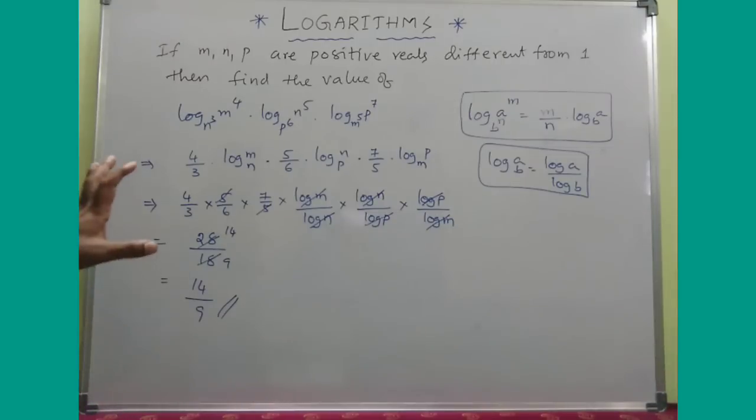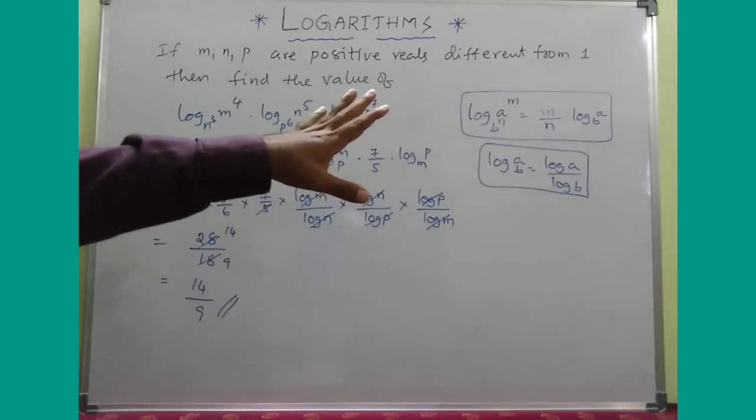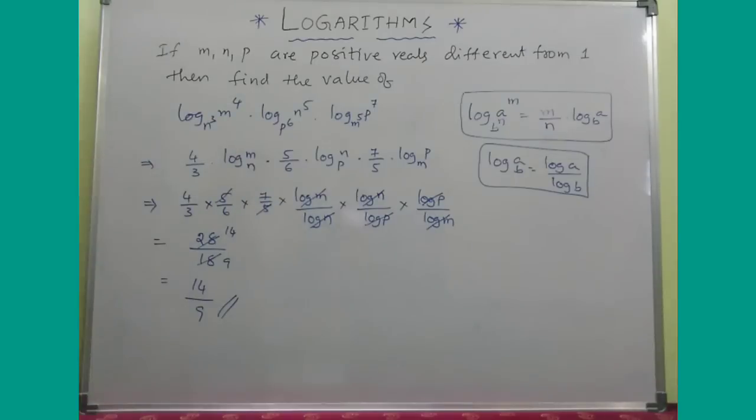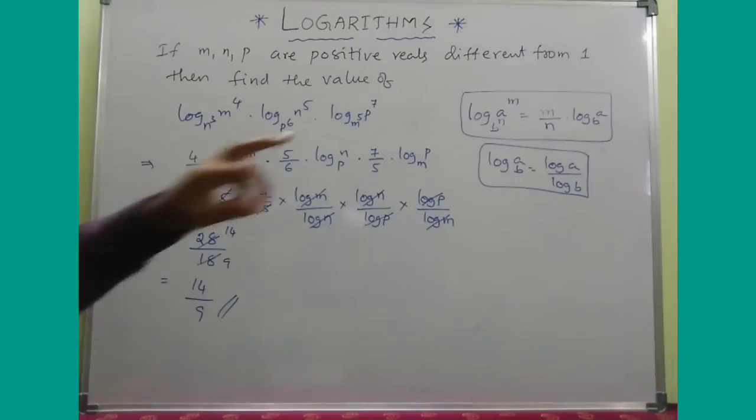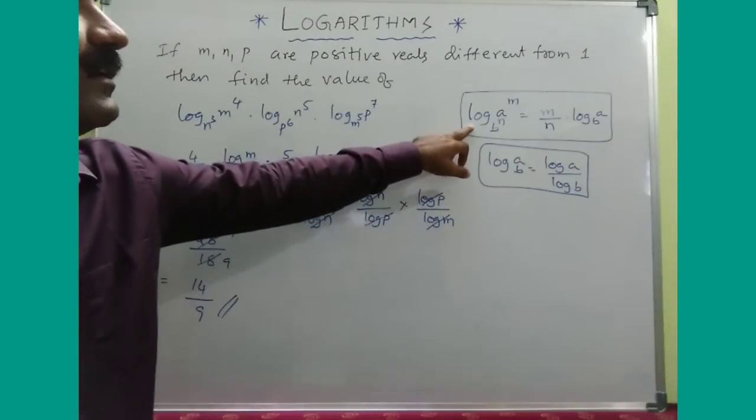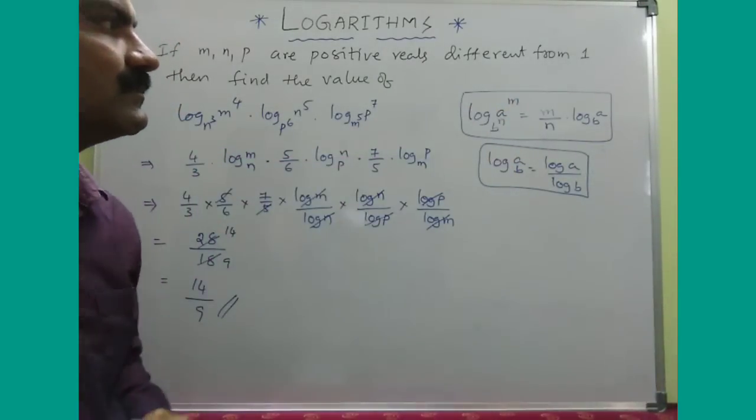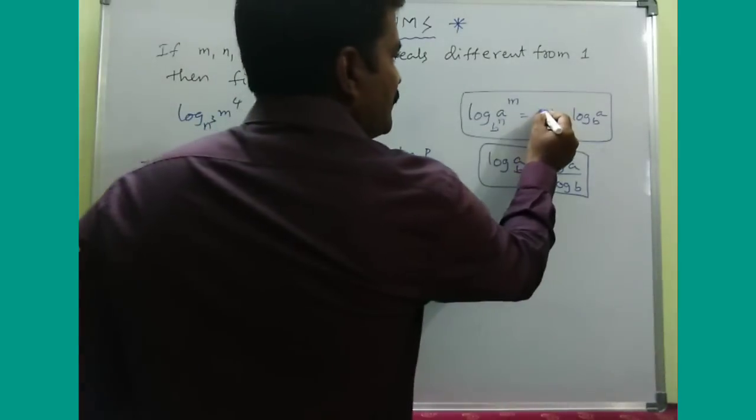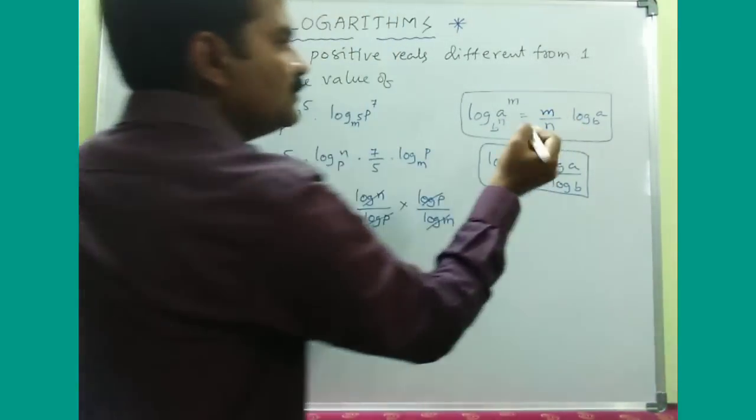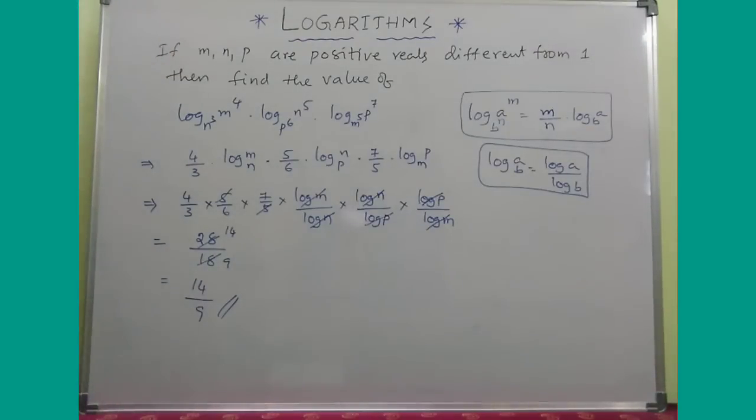So the entire problem can be solved by using two identities. Look at identity number 1: log a to the power of m to the base b to the power of n can be written as m by n into log a to the base b. And one more result: log a to the base b can be written as log a by log b.